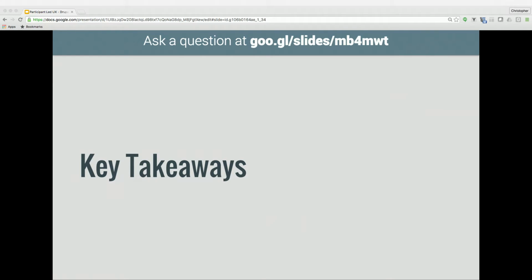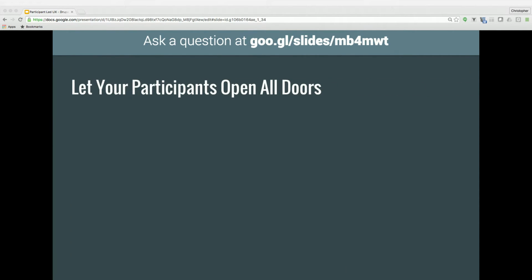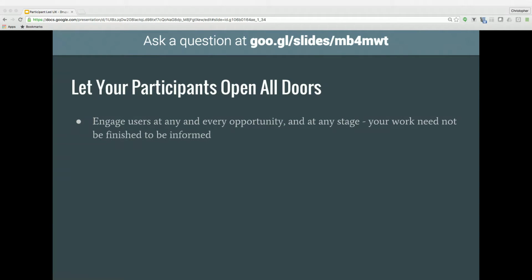Key takeaways. So you've heard most of this before, and we'll get to Q&A in just a moment. So let your participant open all doors. Engage users at any and every opportunity at any stage. Your work need not be finished. So you could be having an idea, and you could sit down and discuss it with users, and you could do it in a participant-led way.